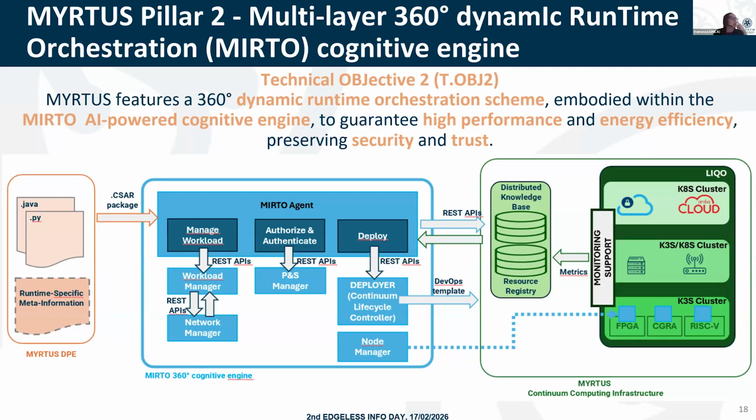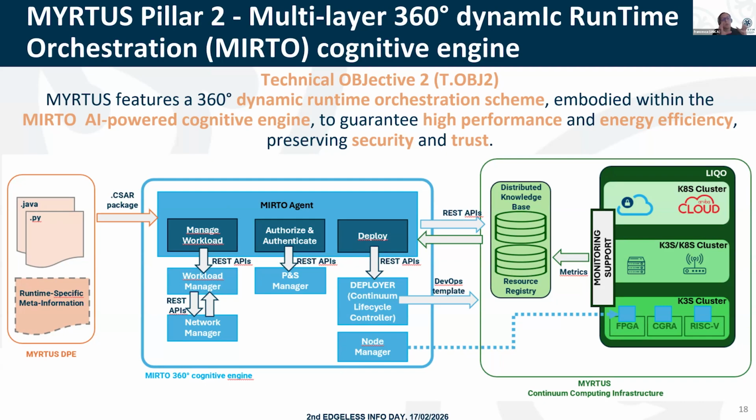So these MYRTO agents that you see here not only allow us to redistribute at runtime the different workloads from one node to another, even among different layers, but also to configure the different resources at the edge.